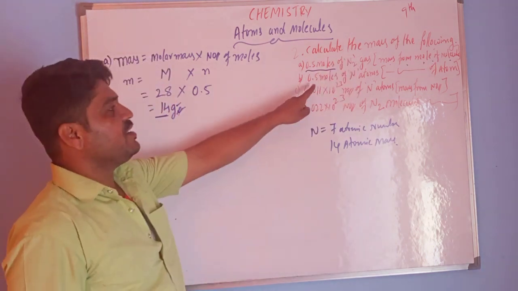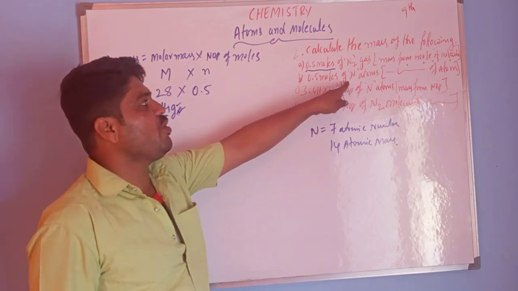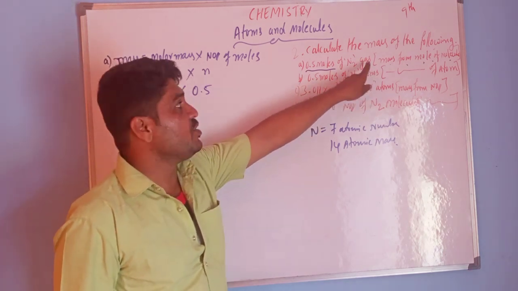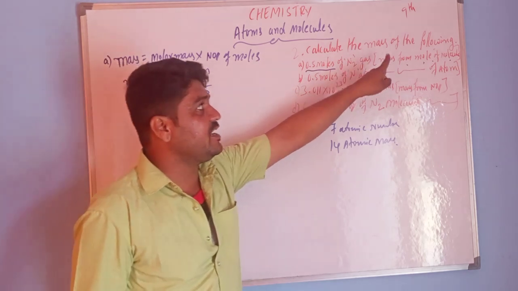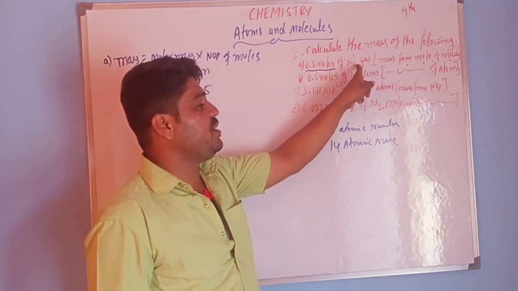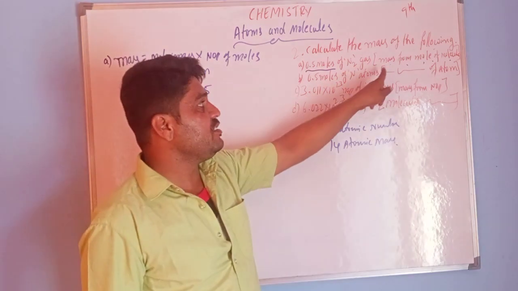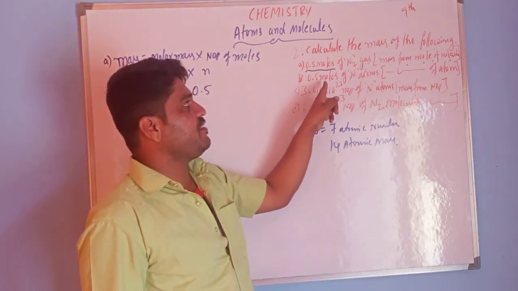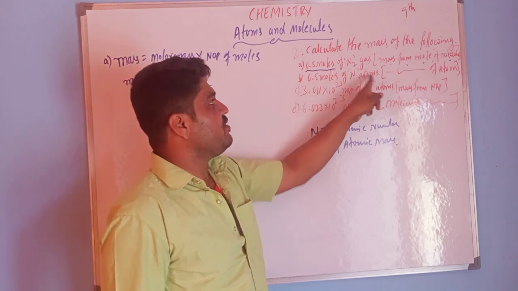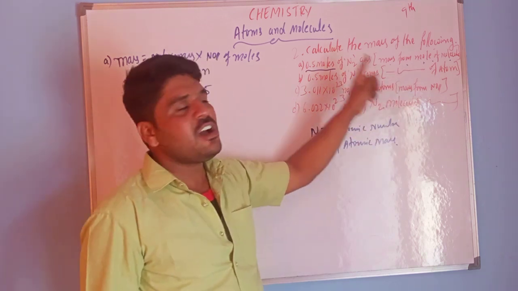Second one, B: 0.5 moles of N atoms. Here N2 gas means molecules, while single N means atoms. For 0.5 moles of N atoms, from this data we have to find the mass.